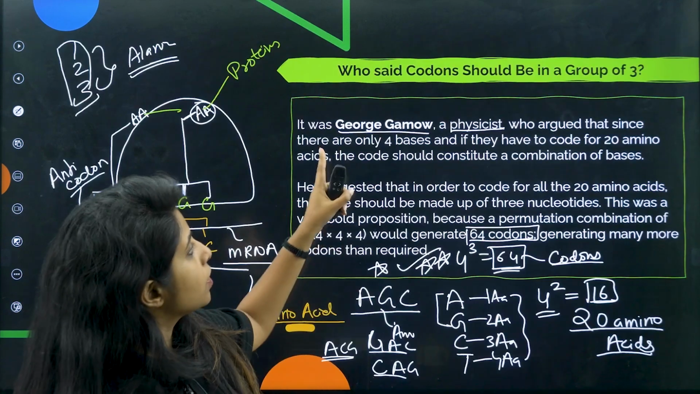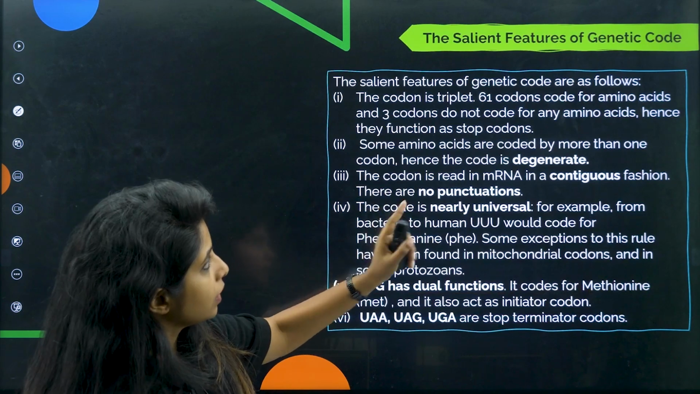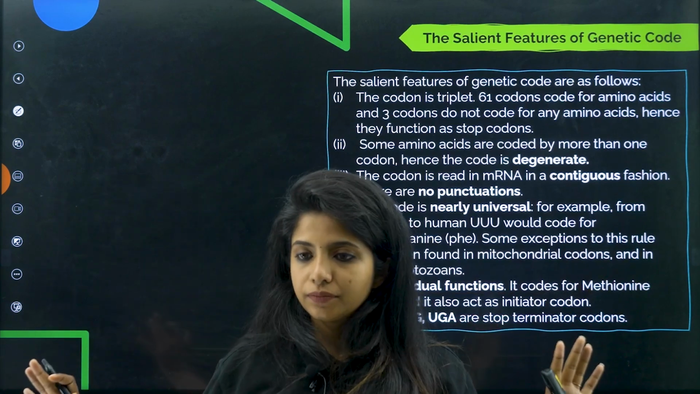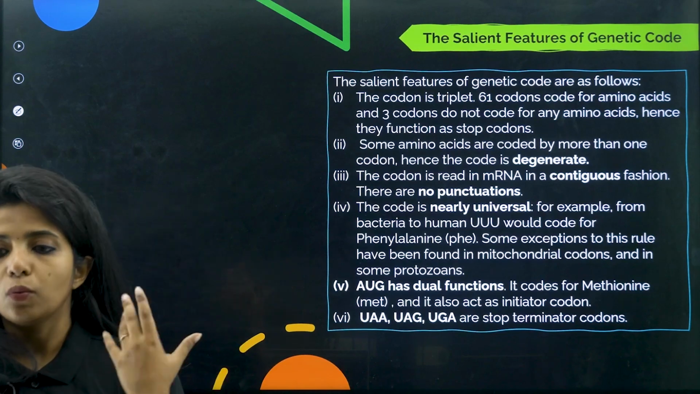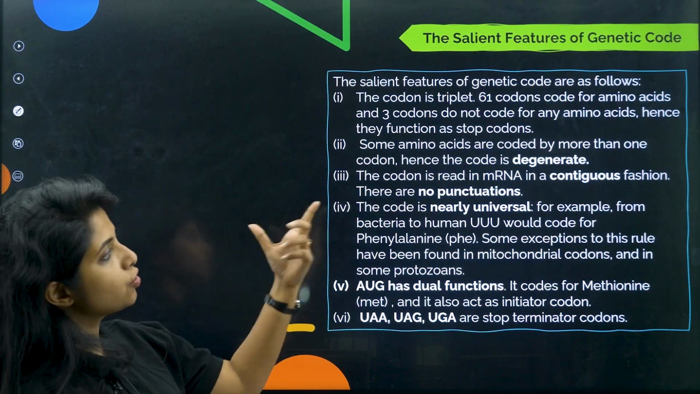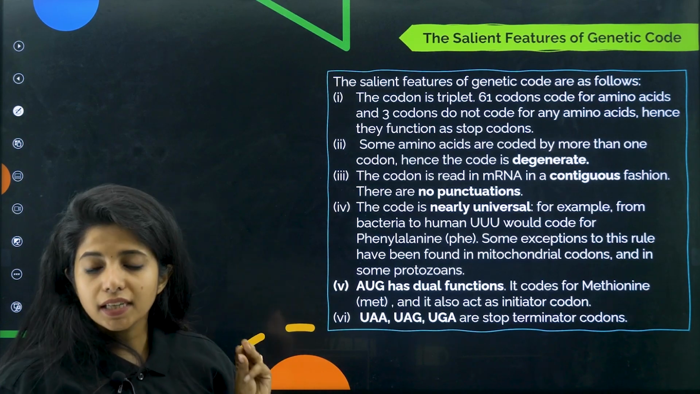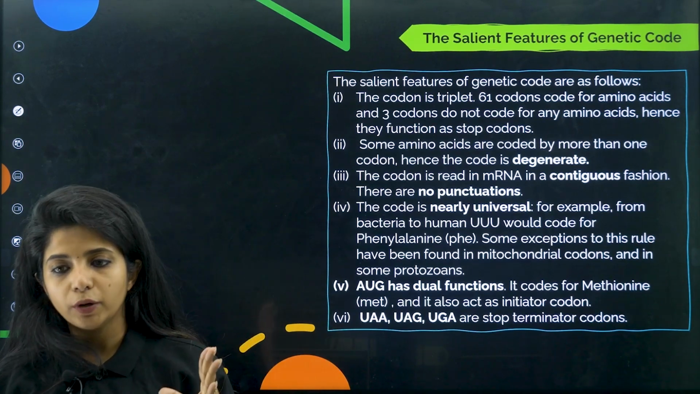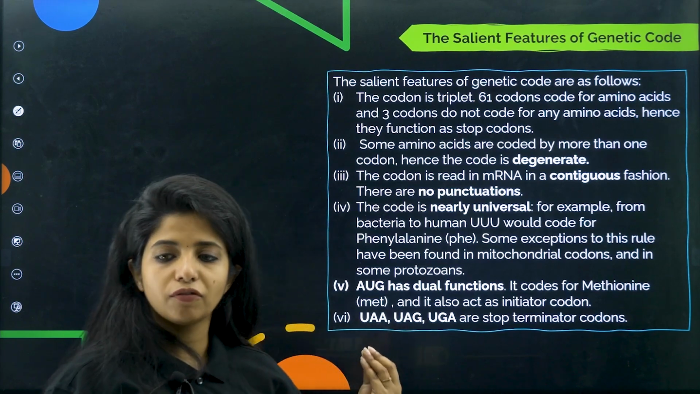And before that you have George Gamow, who was a physicist. Now, the genetic code was made. After that, there were certain salient features which were also found in the genetic code. What was it? Let's study. The codon is a triplet. You know that. The codon is in the form of a triplet. And 61 codons code for amino acids, and 3 codons do not code for any amino acid. Hence, they function as stop codons.